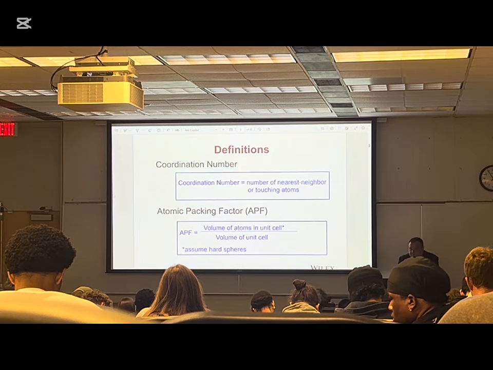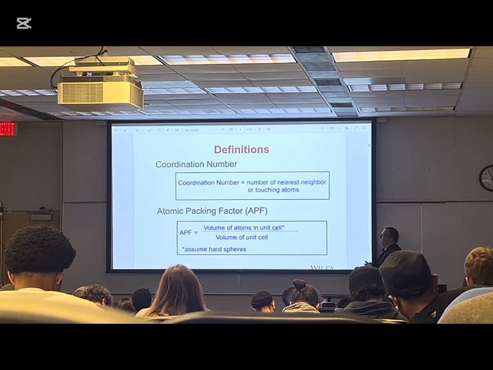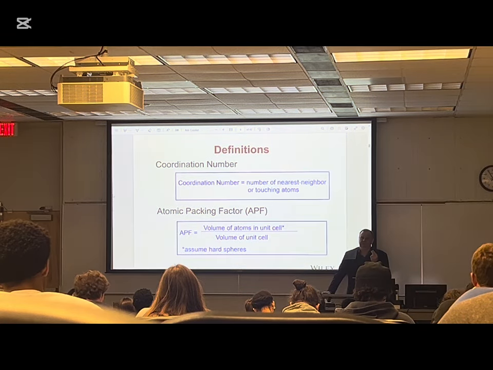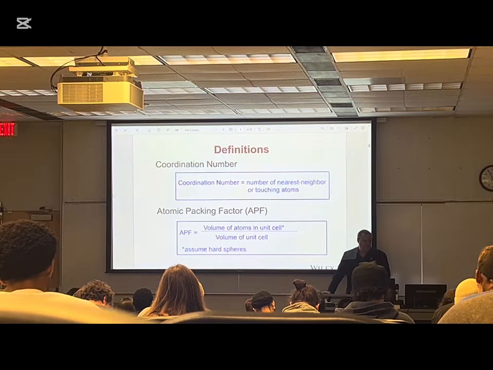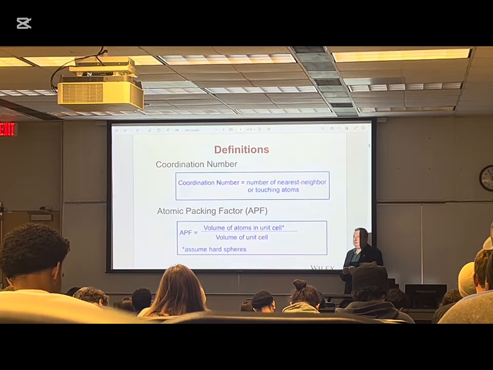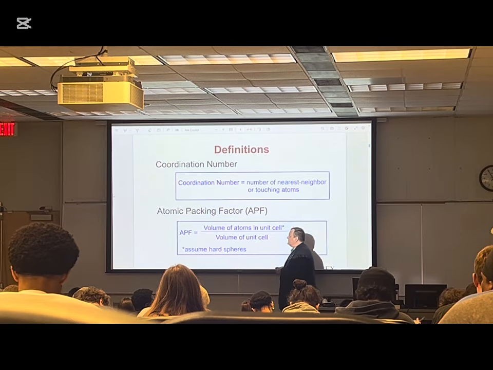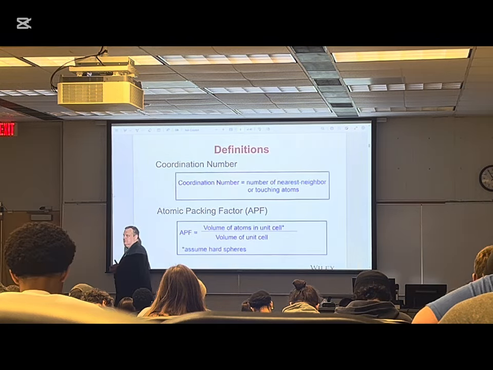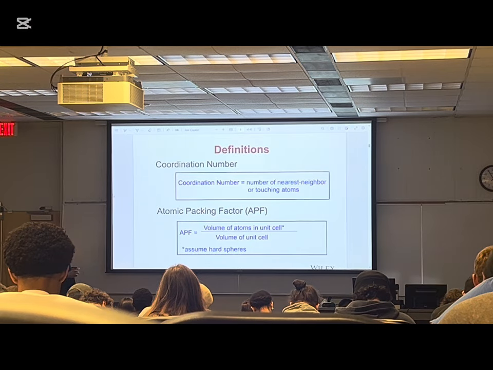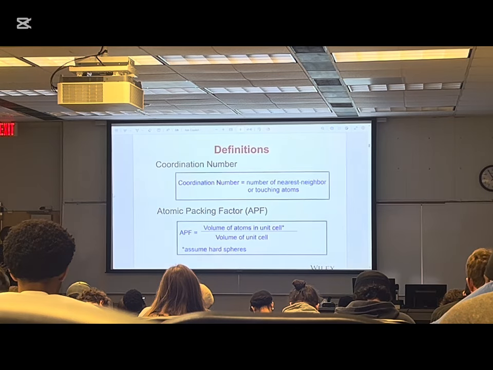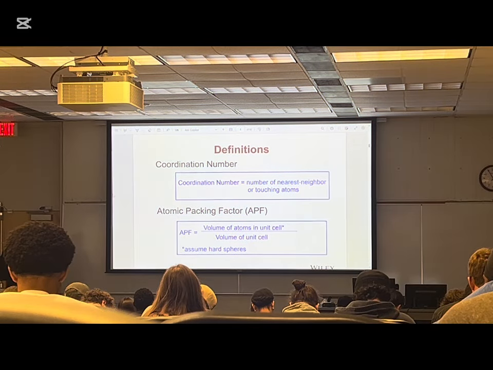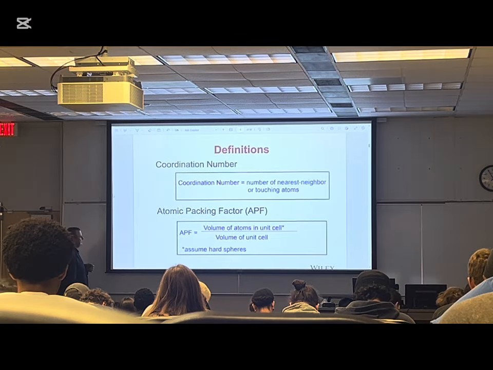Now I'm going to give you the definition. So the coordination number is the number of the nearest neighbor of touching atoms. And what we're going to do is we're going to calculate what is called atomic packing factor. And that is equal to the volume of the atoms in the unit cell. And we assume that those atoms are hard spheres divided by the volume of the unit cell itself.